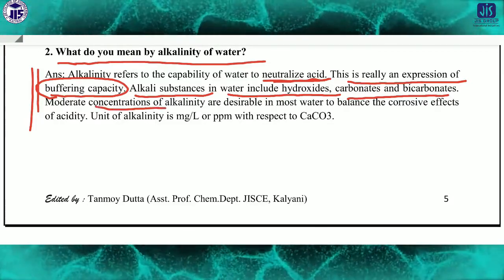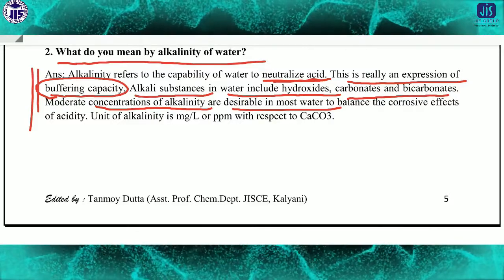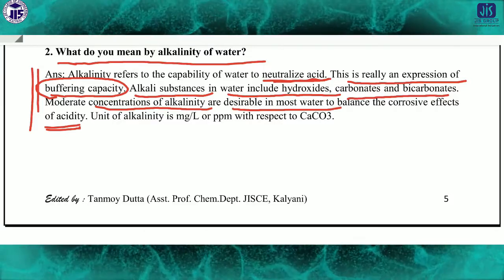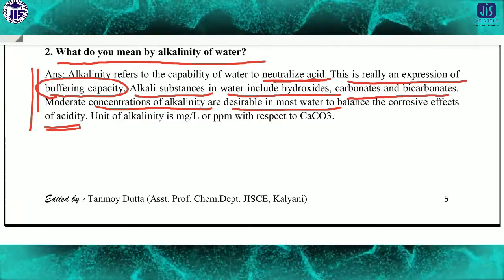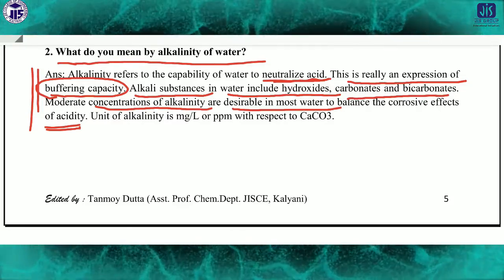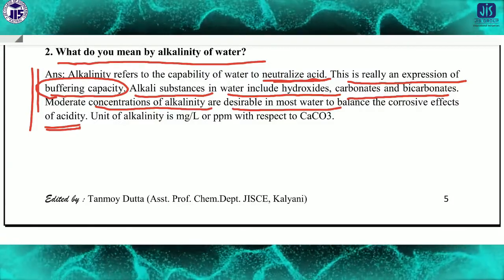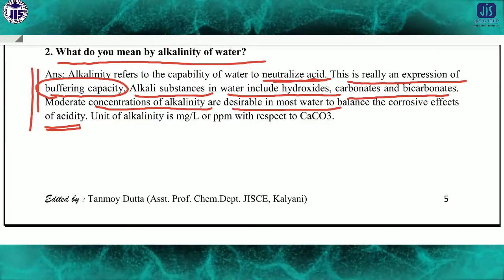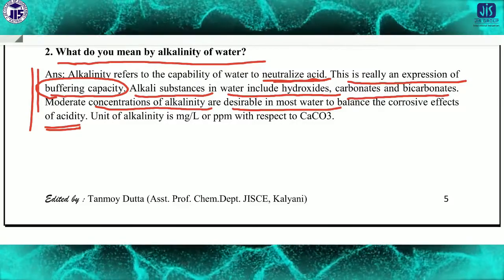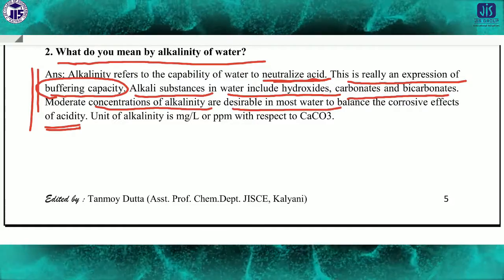Moderate concentrations of alkalinity are desirable in most water to balance the corrosive effect of the acidity. So this is another thing, that moderate alkalinity is required, because acid becomes very corrosive. The acid has some kind of corrosive effect. So to maintain a balance of the water, some kind of alkalinity is also expected, such that the corrosive nature will be decreased.